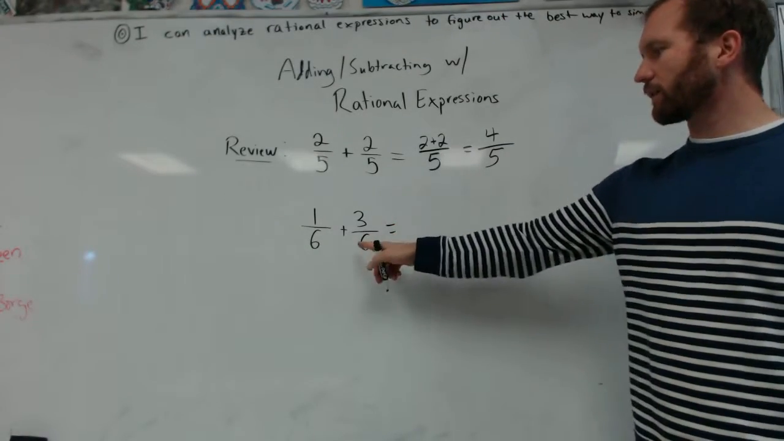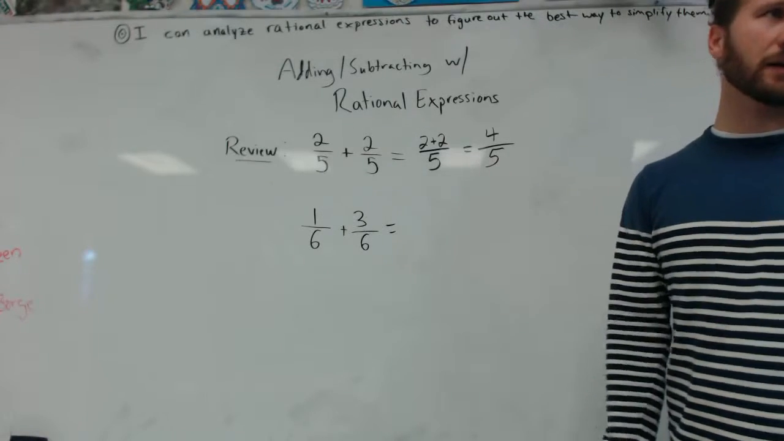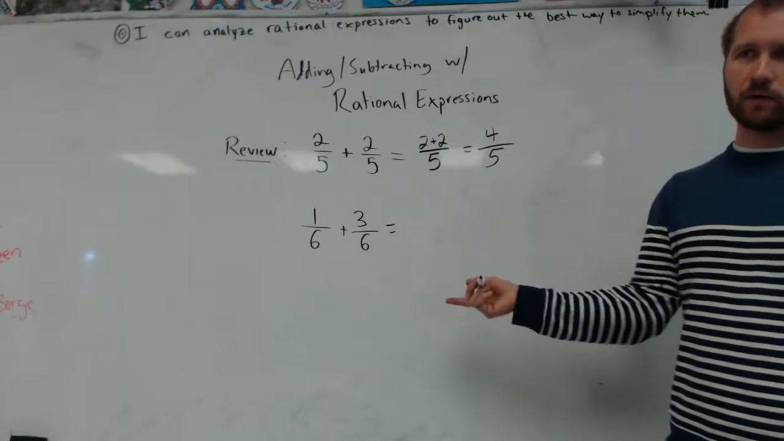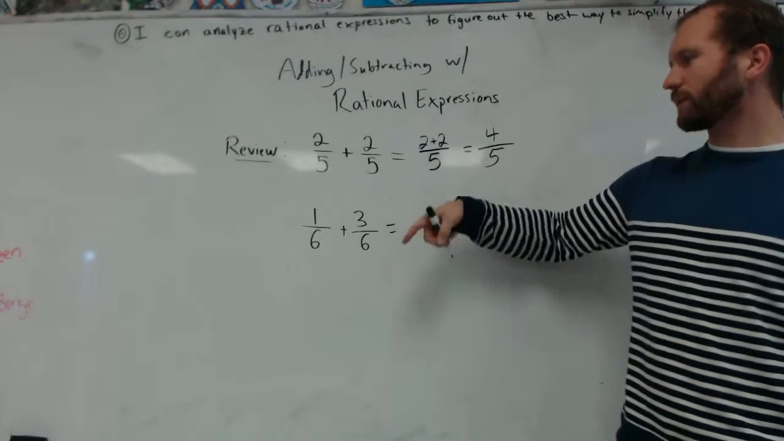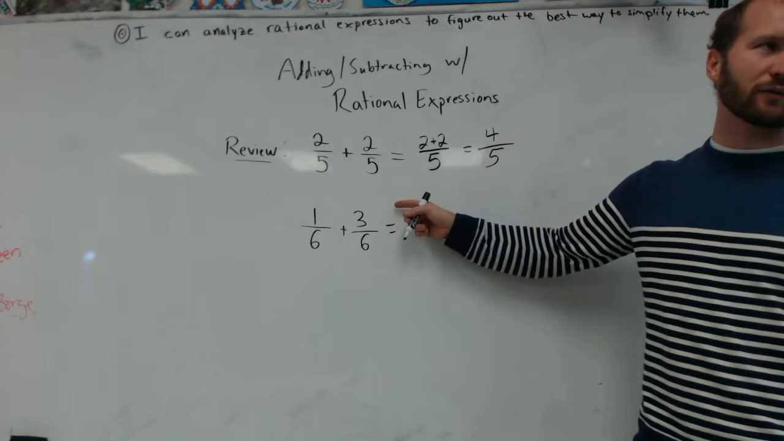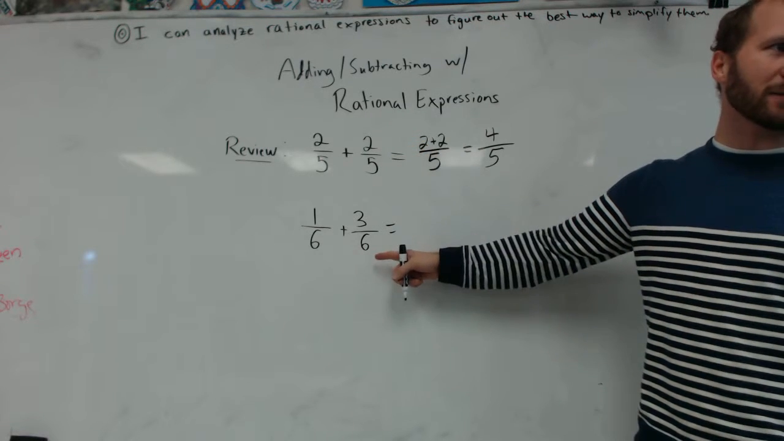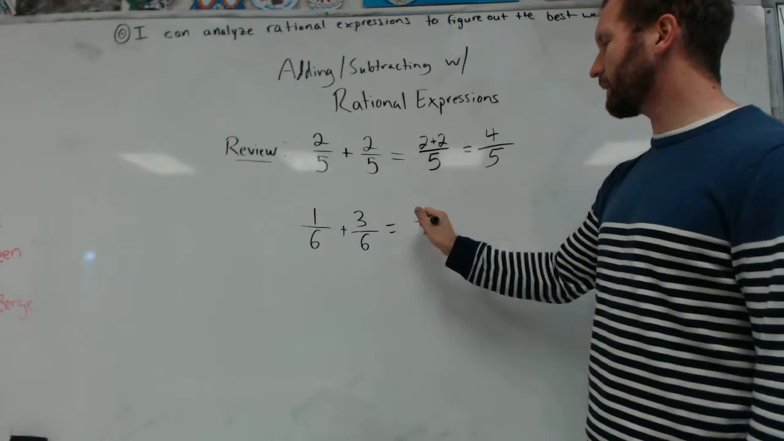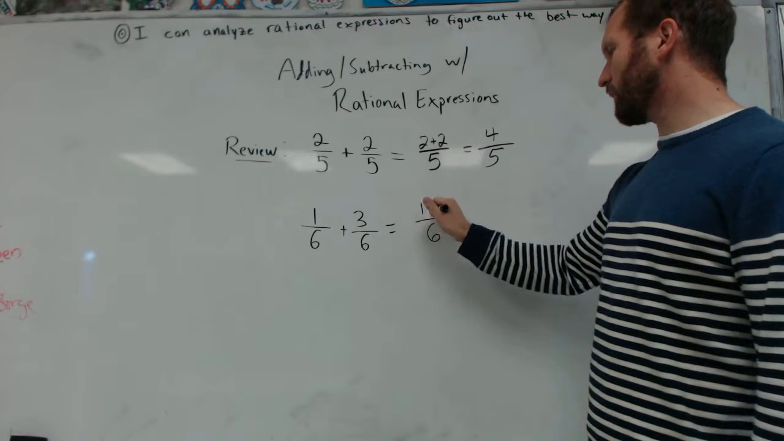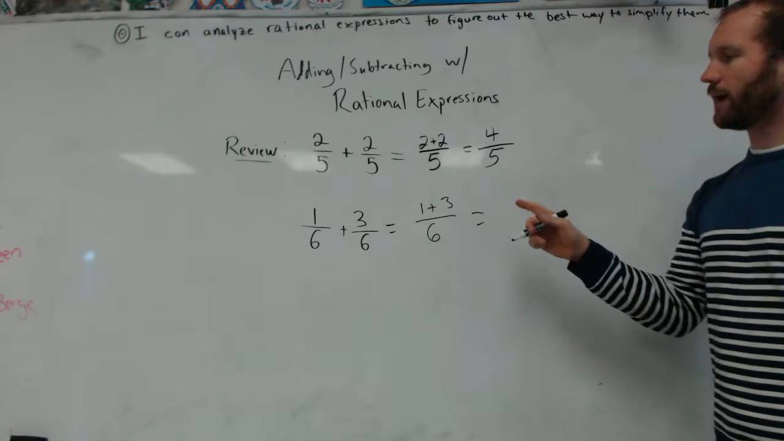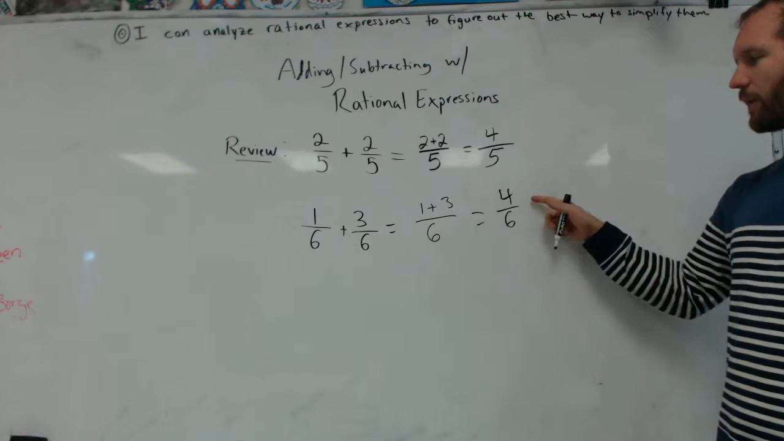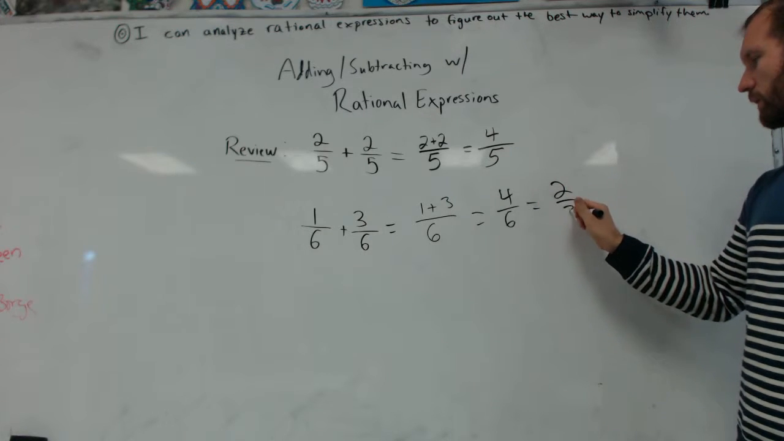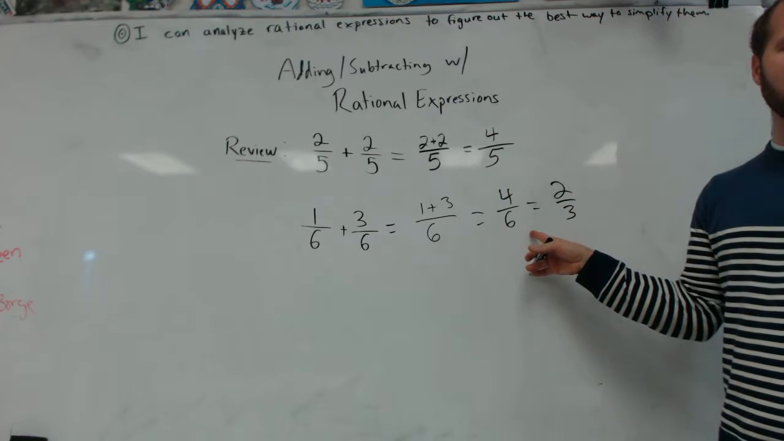So we're looking at the same thing first. We have the same denominator. Do I want to reduce this? No, because then I would have to multiply it by 3 to get the same denominator back. So I want to first add, so I have 1 plus 3 over 6, and now I have 4/6, and now I'm going to look to see if I can reduce. Can I reduce this? Yes. That's 2/6.